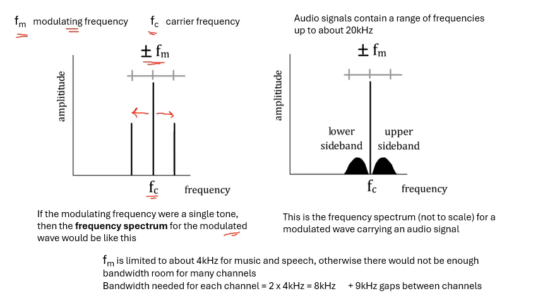Which comes to this equation. The bandwidth needed for each channel is 2 times the range of frequencies that you're using. So 2 times 4 kilohertz is 8 kilohertz, and then you have 9 kilohertz gaps between the channels. I've seen a few times questions where you have to work out how many channels you can get within a wave band, and you just basically work out the bandwidth for each channel, and then you've got the gaps between them and divide the wave band by that.